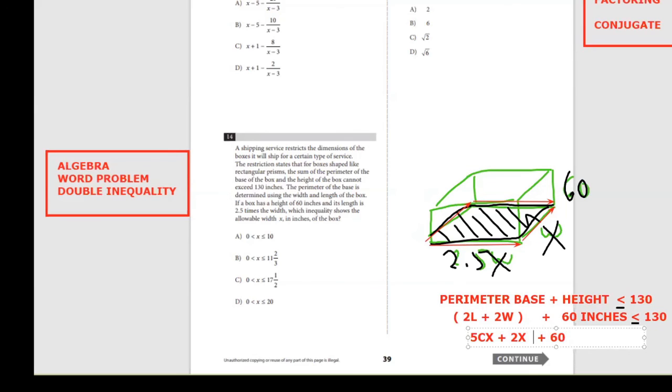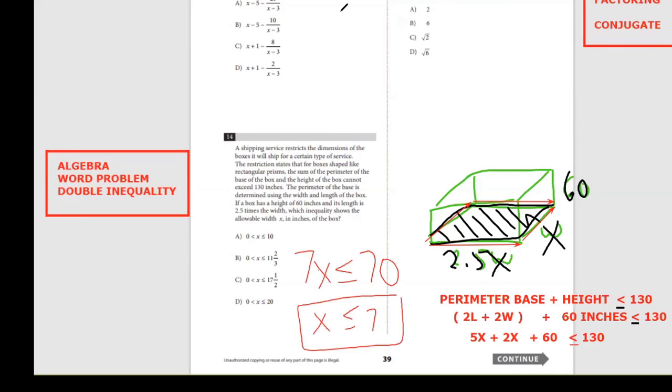All that together has to be less than or equal to 130. So how do we solve for x? Subtract 60. 7x is less than or equal to, what's 130 minus 60? 70. Yes, it is, Ruth. And what's the last step? Divide by 10. Yeah, x is less than or equal to 7.